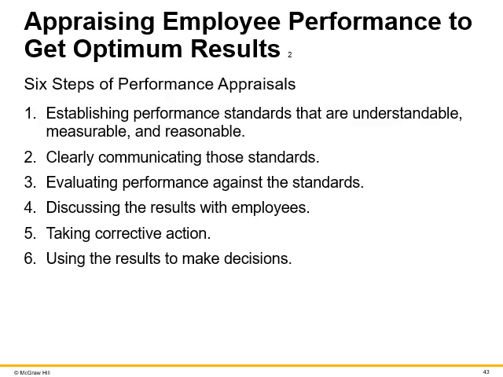As we discussed in the last slide, those 6 steps for performance appraisals that help with employee performance are establishing those performance standards that are understandable, measurable, and reasonable, and clearly communicating those standards, because if the employees are not understanding the standards, they're not going to be able to perform to meet those goals. Then evaluating the performance against the standards, discussing those results. And that's one of the most important things, is discussing the results. Because if you're not honest with your employees about their performance, they can't make any corrections or do better.